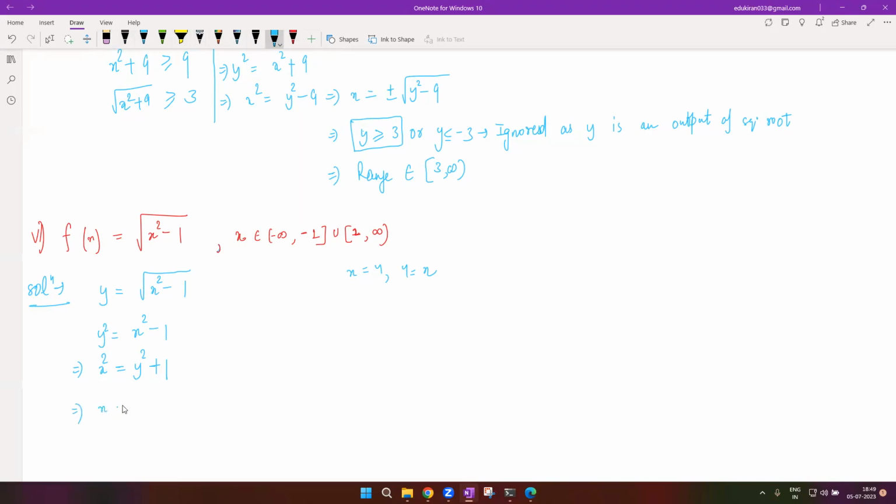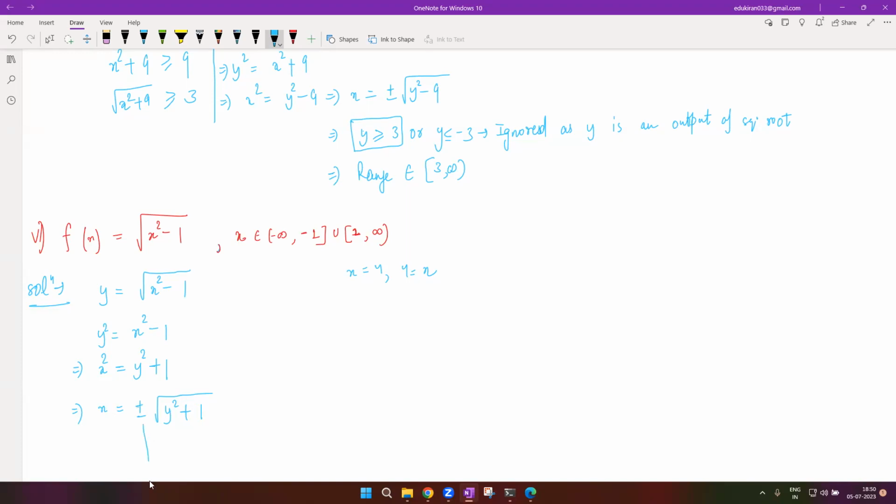So I can remove square. After removing square, I will put plus minus to the right hand side, and I can write the expression like this. Now the second step is completed, that I have got x in terms of y. After getting x in terms of y, I would find out the domain of this function, which will be the range of original function, right?